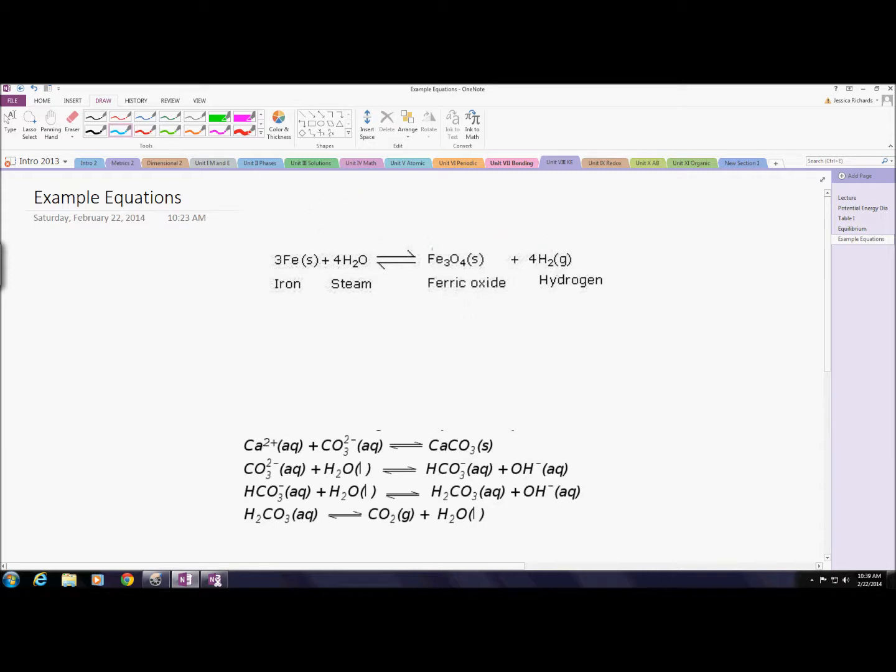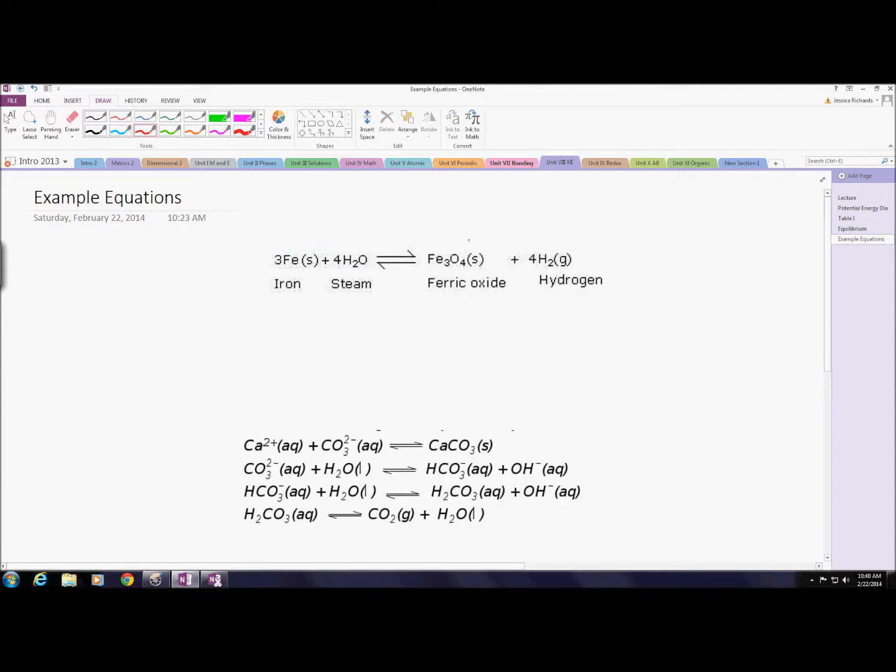If I want more of this hydrogen, maybe I could increase the amount of iron. So it reaches equilibrium, and somehow into this closed container, I drop more of my solid iron. So I increase the concentration of the iron. We would shift this reaction to the right. It would use up, so there would be less of the water available, and it would make more of this ferric oxide and more of the hydrogen gas. So we shift away from what we increased.